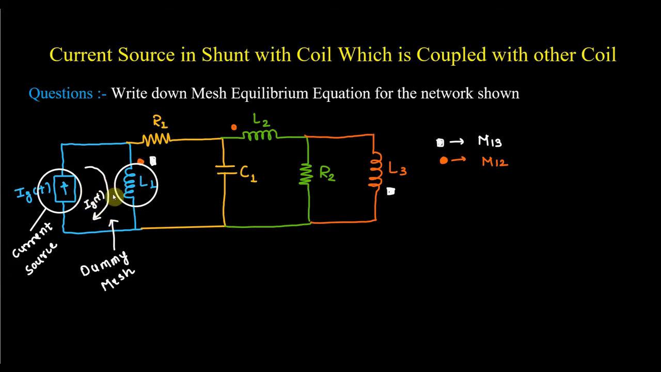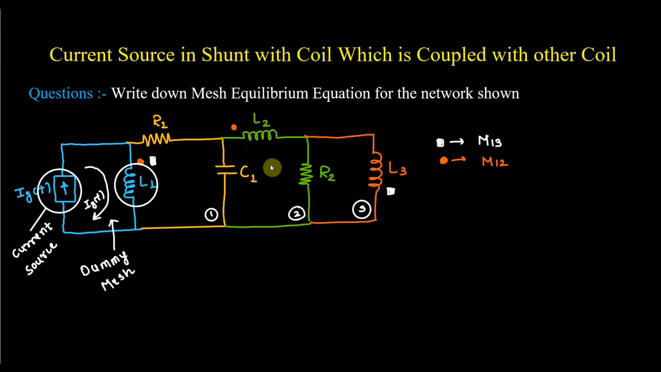By considering the dummy mesh, we are not converting the current source into a voltage source. This is the point we have to remember: when there is a current source in parallel with a coil, and the coil is coupled to another coil, we use a dummy mesh. The rest of the procedure is the same, so we will follow it. After considering this as a dummy mesh, how many meshes are there? Three. This is the first mesh, this is the second mesh, and this will be the third mesh. Now what will we do after that?